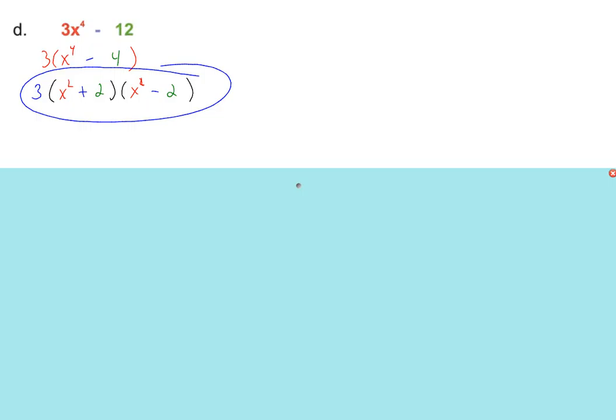How many got that one correct? Okay. Questions on that? Any questions? Don't forget the common factors. Otherwise, you're going to have a mess. Factor out the common factors first.